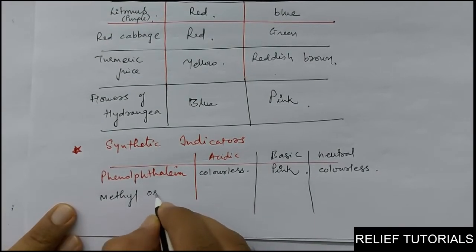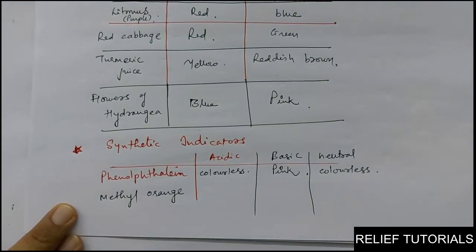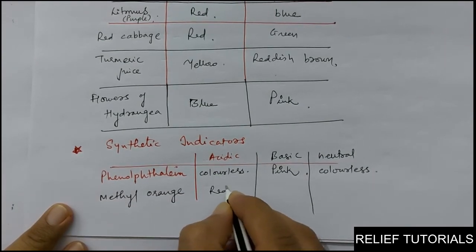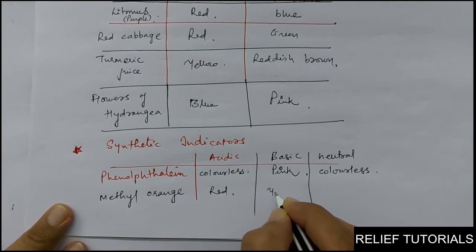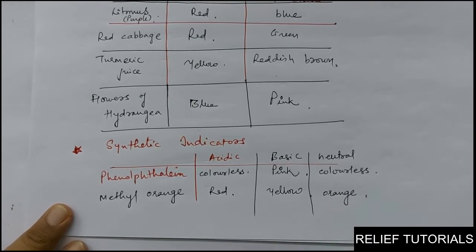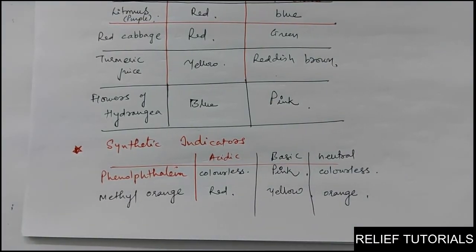Another synthetic indicator is methyl orange. The color of methyl orange is obviously orange. In acidic medium it turns to red, in basic medium it turns to yellow, and in neutral it remains orange itself. No change in the color. So this you have to remember. Make a table for both these natural and synthetic indicators. Some other olfactory indicators are also there. Olfactory indicators means that when you add those substances into acidic or basic medium, there will be some change in the smell, the odor.